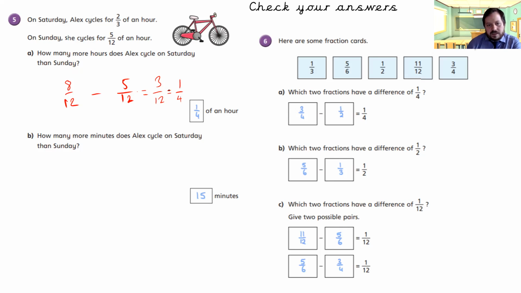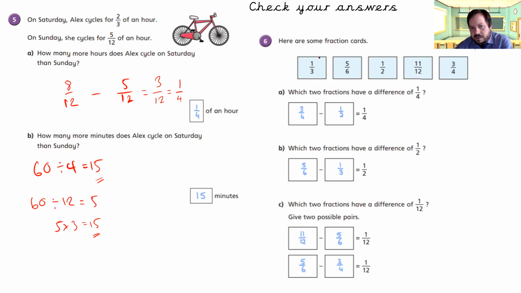And then it says how many minutes. So we'd have to work out what 3/12 of an hour, or 1/4 of an hour, was. It's easier to think about 1/4 of an hour because we know that's 15 minutes, because 60 divided by 4 is 15. But you could also do 60 divided by 12 and then times it by 3. It gets us to the same answer. But this is easier if you simplify it down.